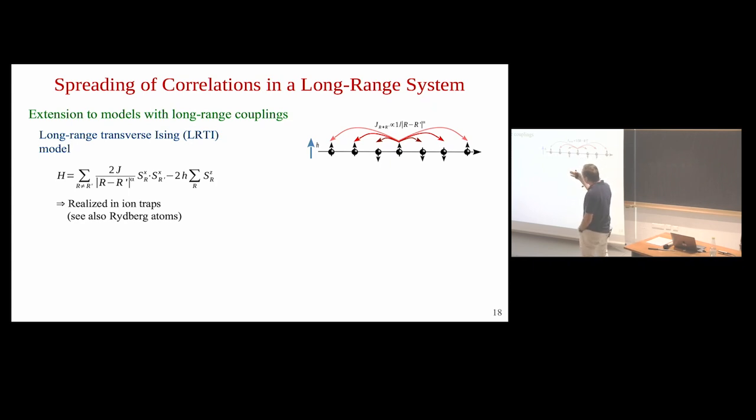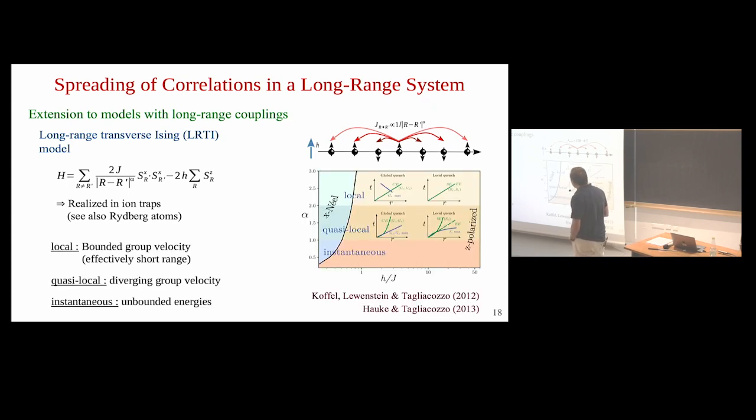This is one of the models that have been realized in ion traps. They can also be realized in Rydberg atoms, although the exponent is not small enough in Rydberg atoms to have really a long-range behavior. Okay, so this is a phase diagram of the model, which exhibits three regimes.